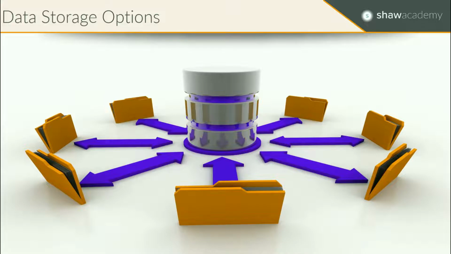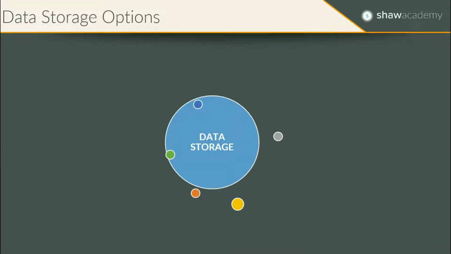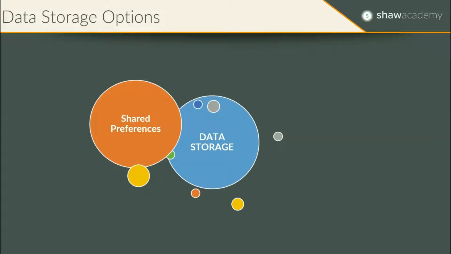So let's take a quick look at some of the options available to us. I just want to run through and clear up what we mean by persistent data. So, data storage. First of all, we have shared preferences. What this does is it saves data as a key value pair of primitive data types. When we talk about primitive data types, we're talking about booleans, ints, strings. So we're not talking about complex data types, we're talking about primitive data types, and it stores them in key value pairs.